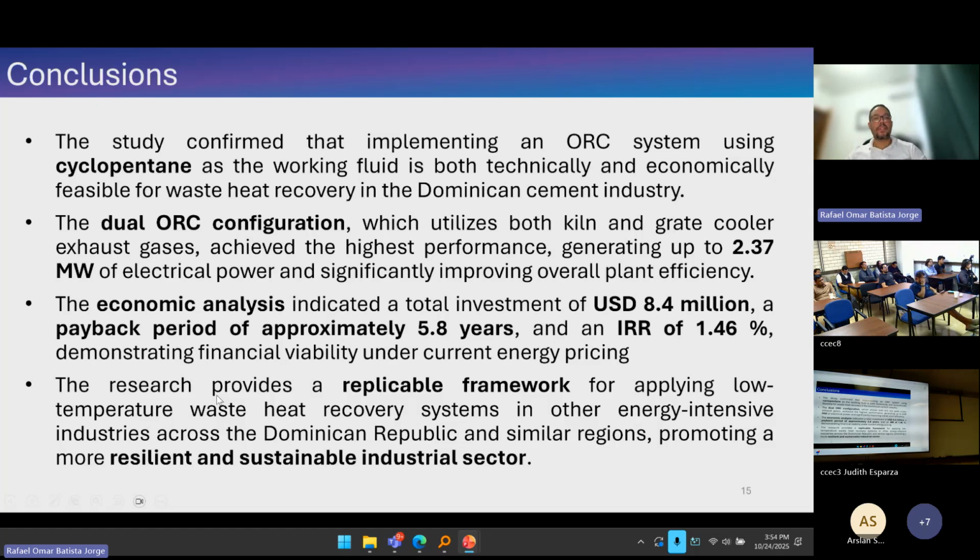And this also provides a replicable framework for other kinds of industries that are producing low-potential heat sources as waste heat, and taking advantage of them, right?